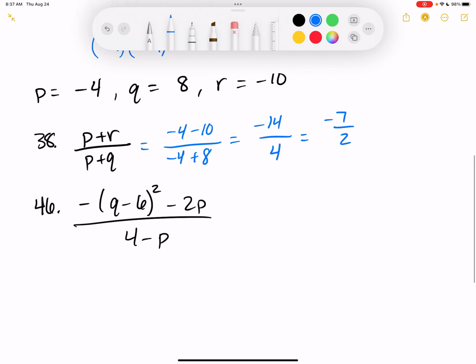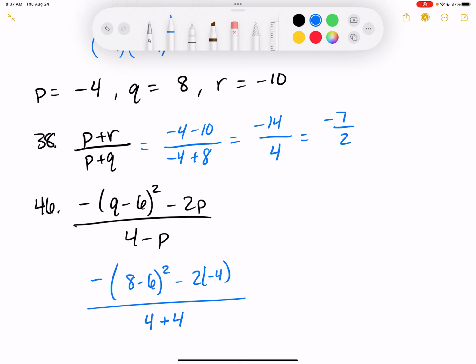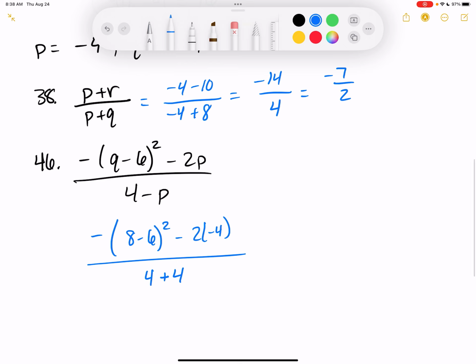So I've got negative parentheses 8 minus 6 squared minus 2 times negative 4 all over 4 minus the negative, so plus 4. So I'm going to have 8 minus 6 is 2 squared is 4, so that's going to be negative 4. And then negative 2 times negative 4 is positive 8 over 8. So then that gives me 4 over 8, or 1/2.